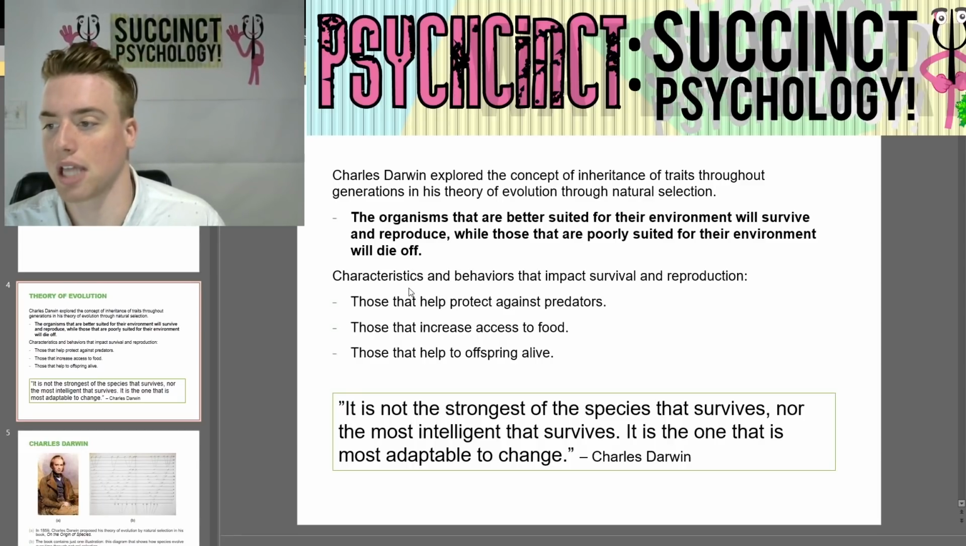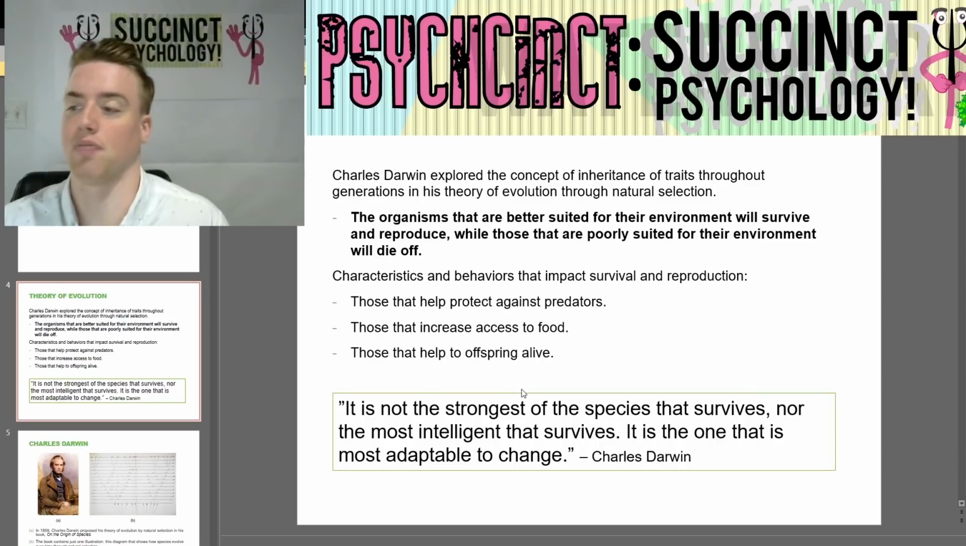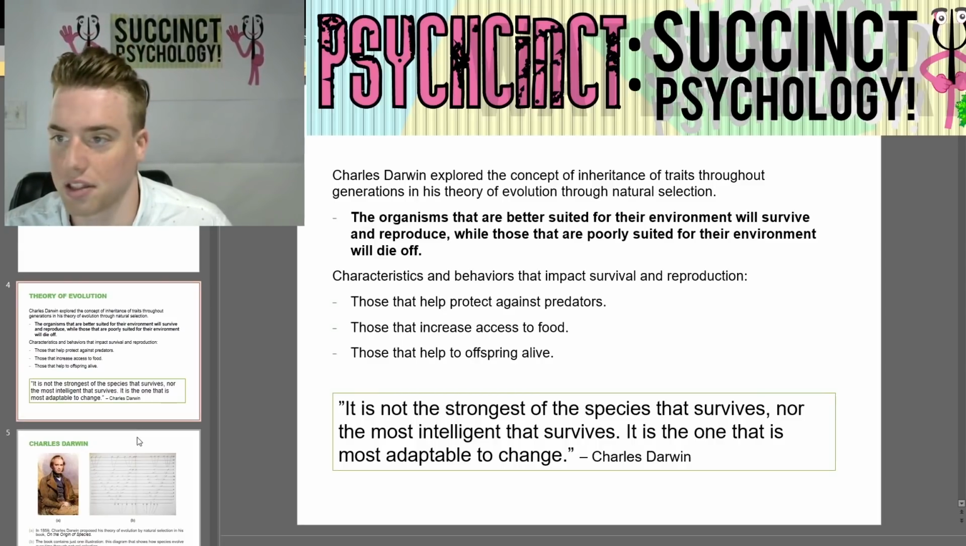Characteristics and behaviors that impact survival and reproduction include those that help protect against predators, those that increase access to food, and those that help offspring to live. Here's a little quote from Charles Darwin: "It is not the strongest of the species that survives, nor the most intelligent that survives. It is the one that is most adaptable to change." That's very obviously just saying that it doesn't matter how strong an organism is, it's the one that's able to adapt to changes in its environment. So that's the theory of evolution.